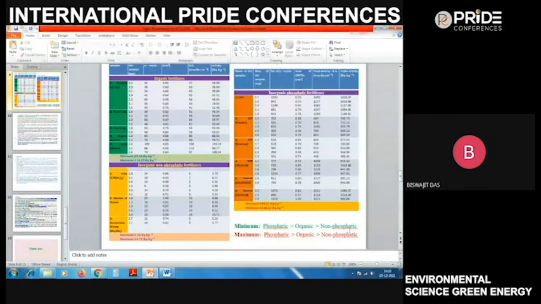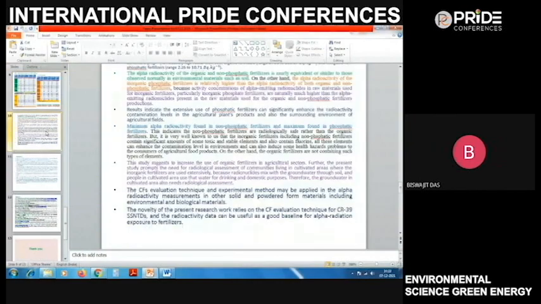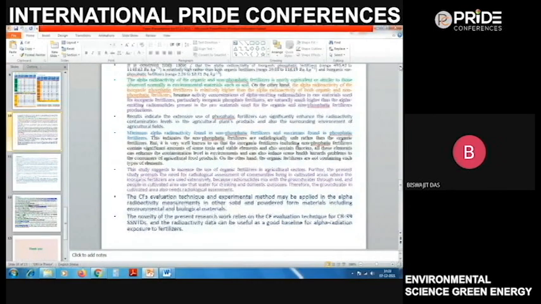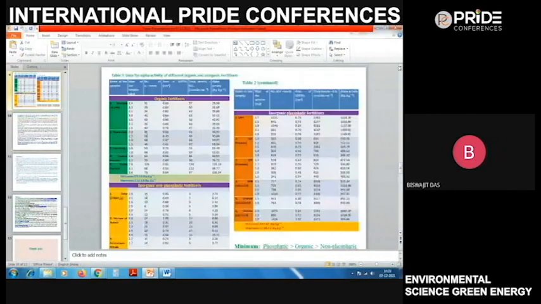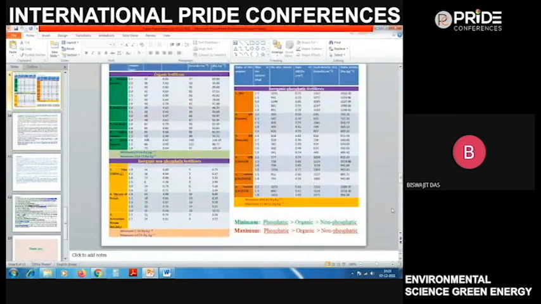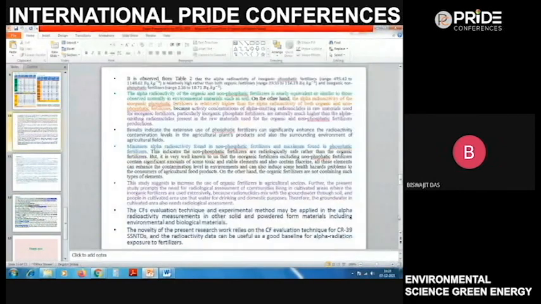It is observed that the minimum value of the alpha radioactivity is found highly for phosphatic fertilizers, then organic and non-phosphatic, and the maximum found highly for phosphatic fertilizers, then organic and non-phosphatic fertilizers. And the range is given here.